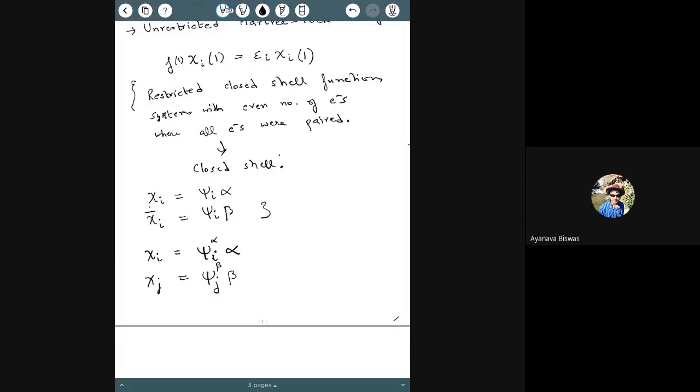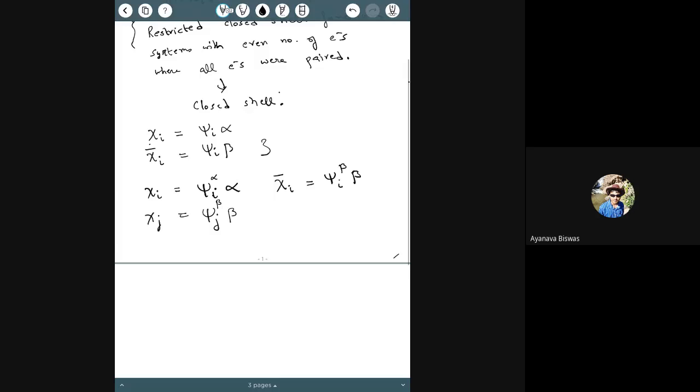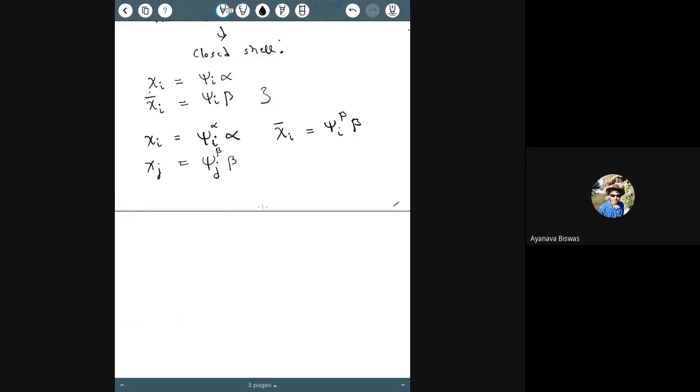If you are not very particular about notation, you can also say chi I bar is equal to psi I beta. But when you have unrestricted orbitals, your spin orbitals are simply labeled 1, 2, 3, 4. So it's not 1 bar, 2 bar, because 1 and 1 bar have different spatial parts. So just be clear about what they mean, even if the notation does not always reflect all the details.